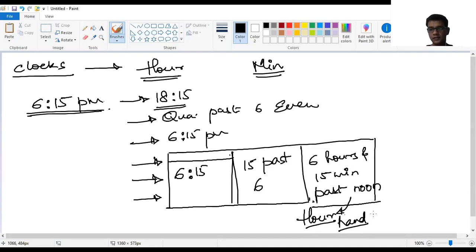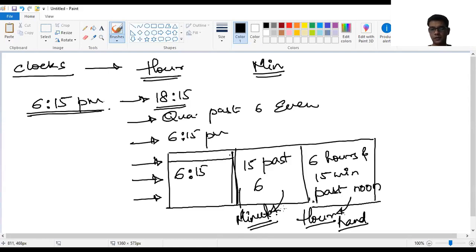When I said 6 hours 15 minutes past noon, I'm talking about the journey the hour hand has traveled from 12 all the way till now. Okay. What happens when I tell the time is 15 minutes past 6? I'm giving the importance to the minute hand, because I'm saying it's 15 minutes past 6. So the minute hand has 15 more minutes compared to the hour hand, is what I'm trying to tell them.